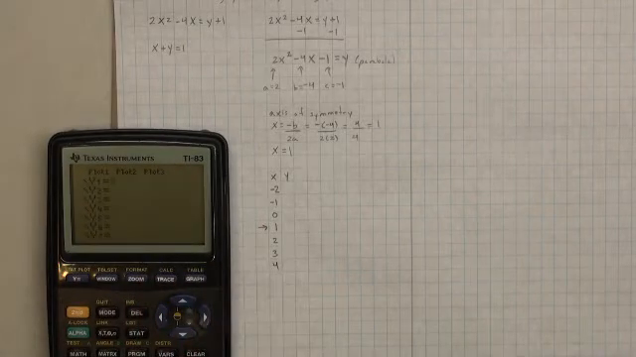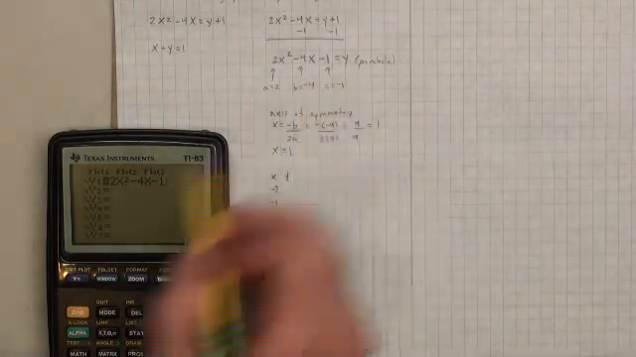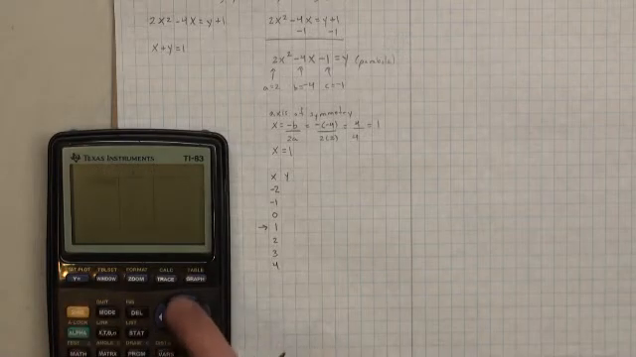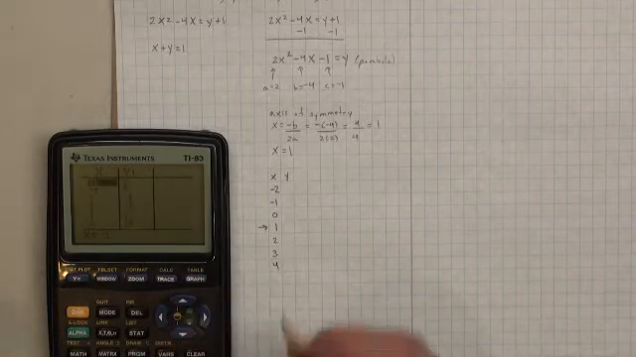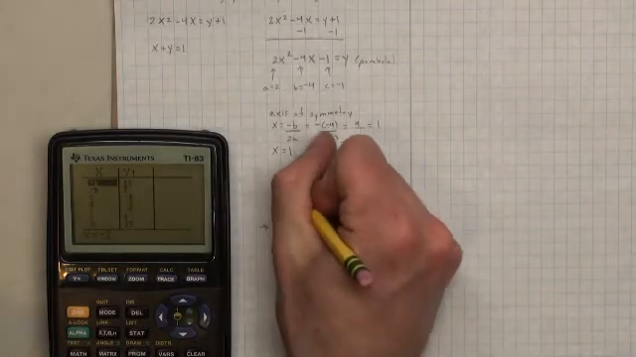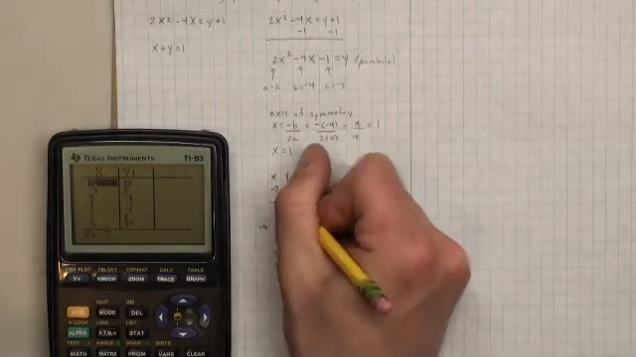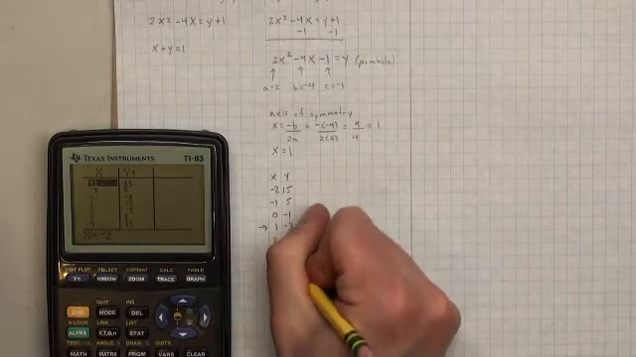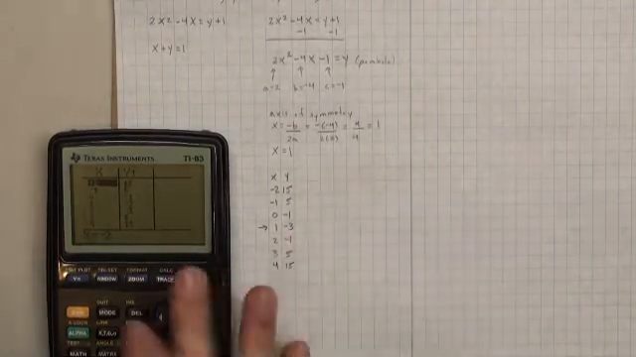Okay, so 2x squared minus 4x minus 1. I have to put in this one because it has to be y equals when you plug it into this calculator. So I'll table, and I want to go to negative 2, so I have 15, 5, negative 1, negative 3, negative 1, 5, 15.